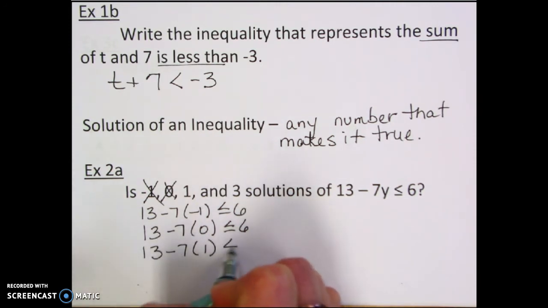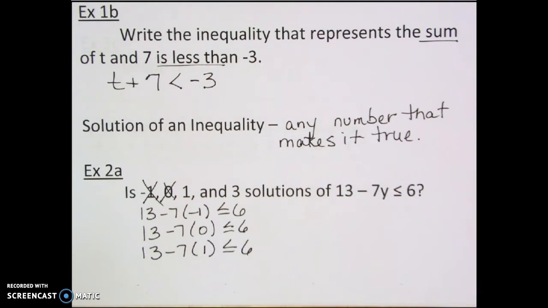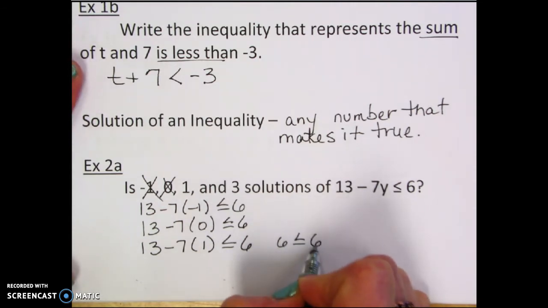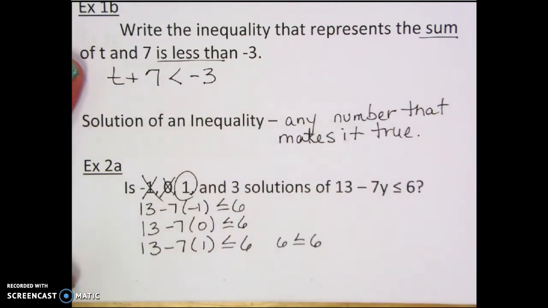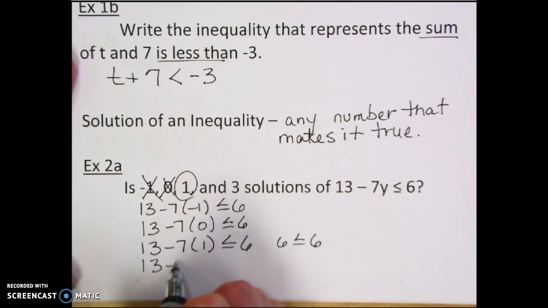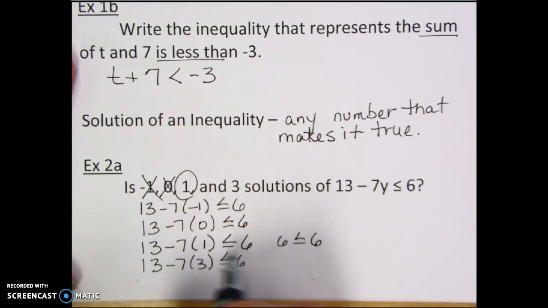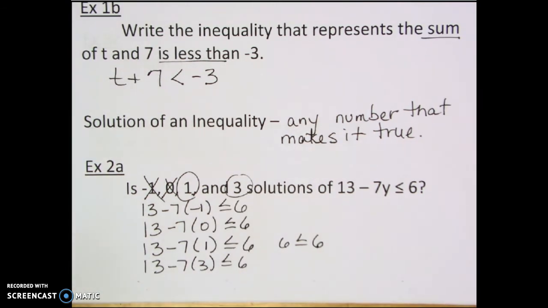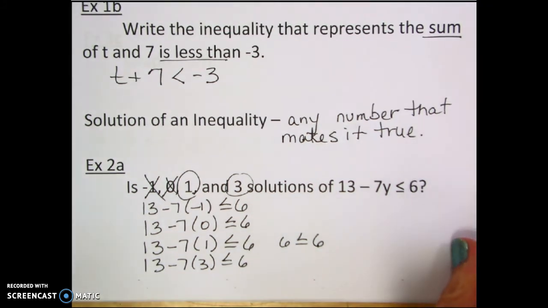If you put a 1 in there, 13 take away 7 times 1 is 7. So this actually gives us 6. Is 6 less than or equal to 6? Yes. So that is going to work. And then the last one, putting a 3 in there. 13 take away 21 is going to be negative something, so it's absolutely less than 6, so it also works. There will be many, many numbers that work, so just because you find one that works doesn't mean you stop. Okay, you have to check them all on these.